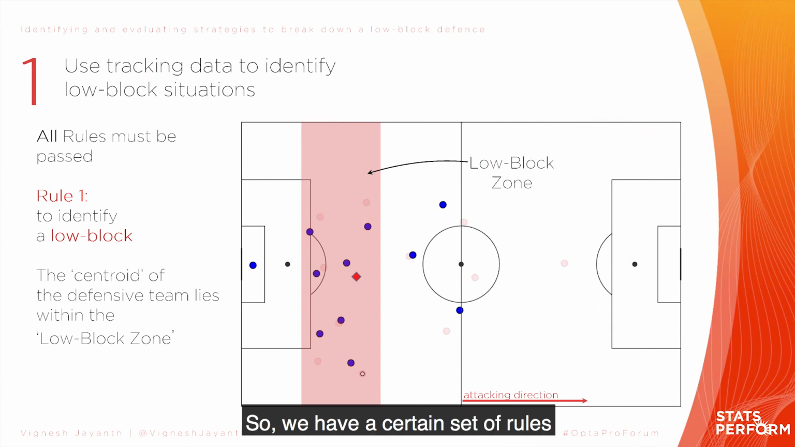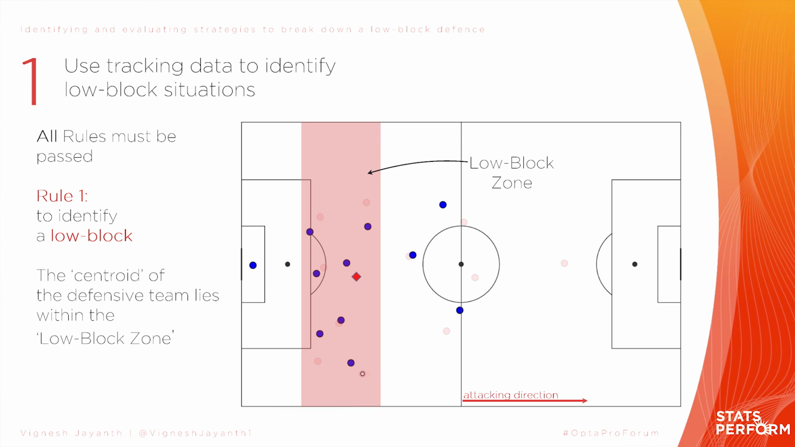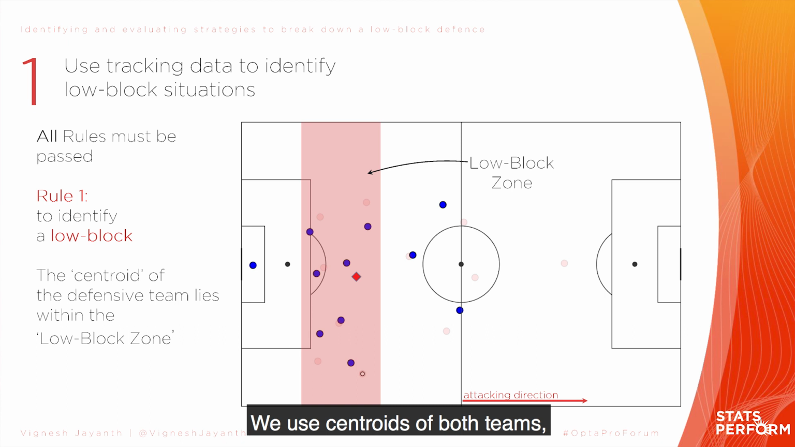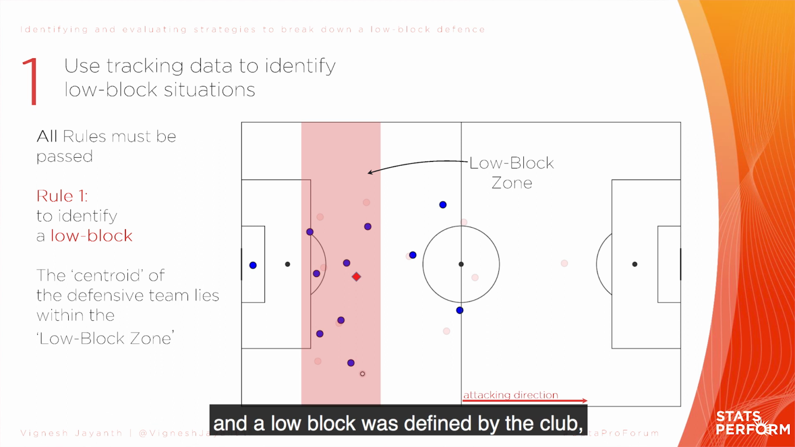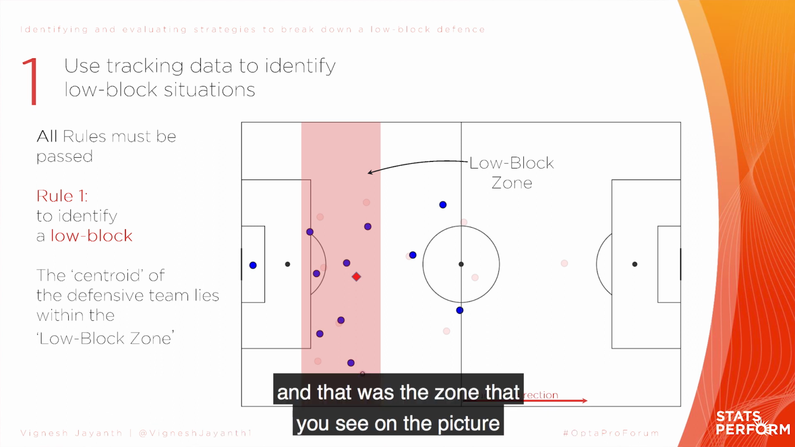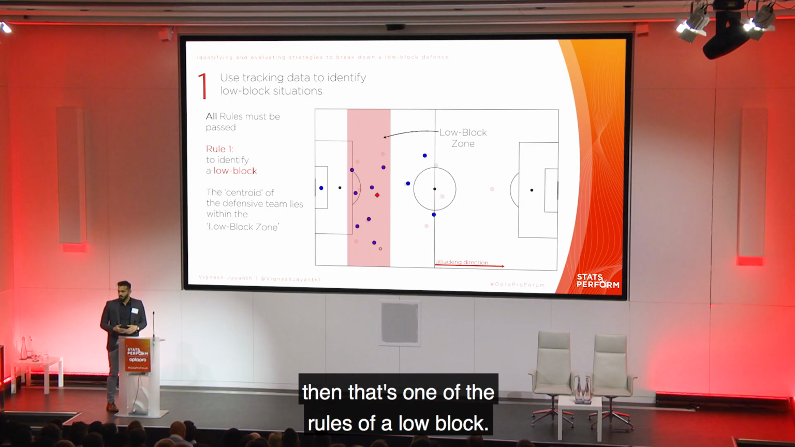So we had a set of rules to define a low block. The first rule we used was to identify the centroids of both teams, but predominantly the defensive team, that is our opposition. A low block was defined by the club, and that was the zone that you see on the pitch. If the centroid of the defensive team falls within that zone, then that's one of the rules of a low block.